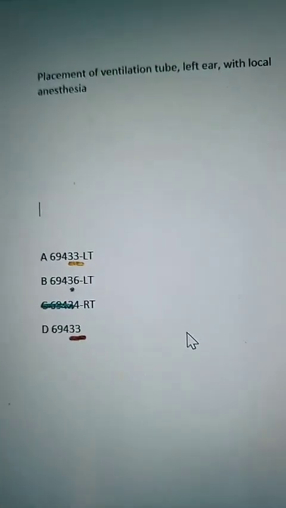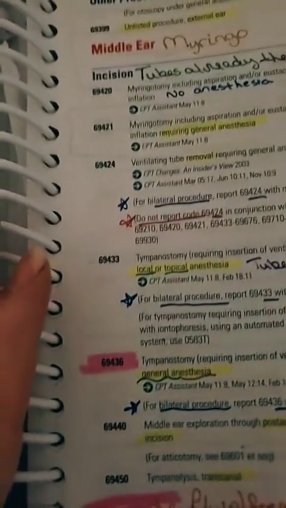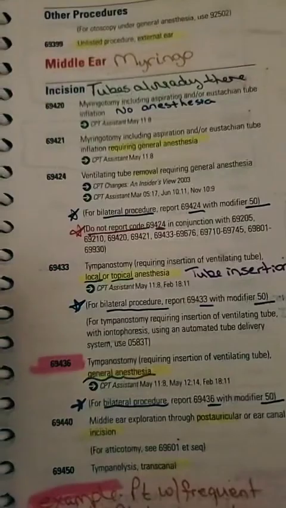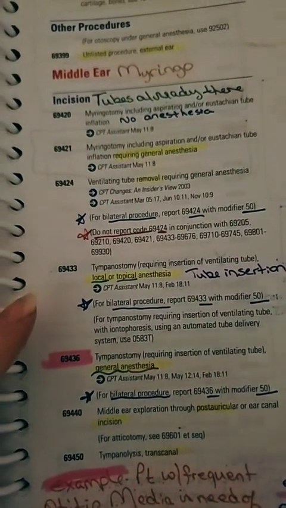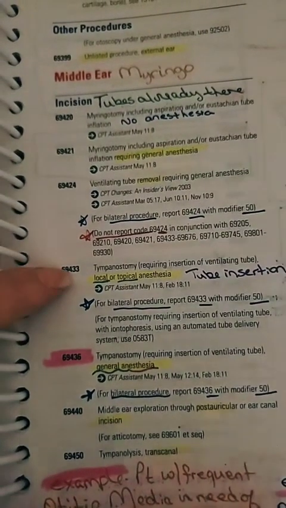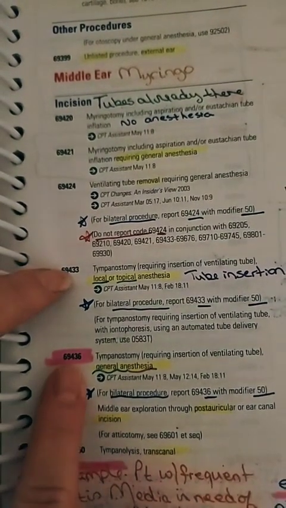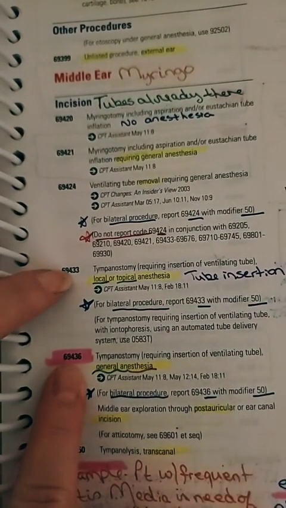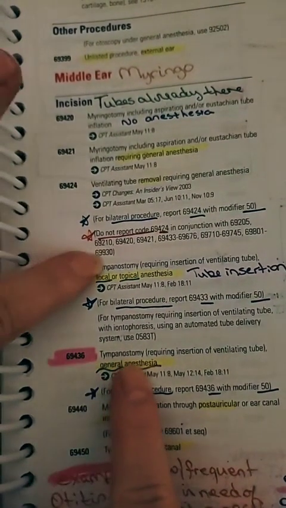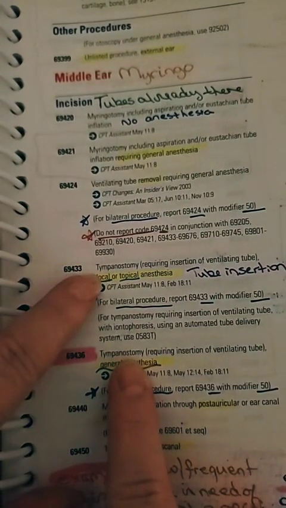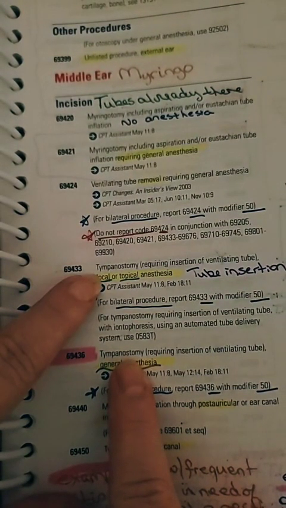6433. So I like to go look at the CPTs before I even read the exam question to see what's going on. So we've got 33 and 36 that are on our exam that we would keep. Both of them are the same procedure, same name.